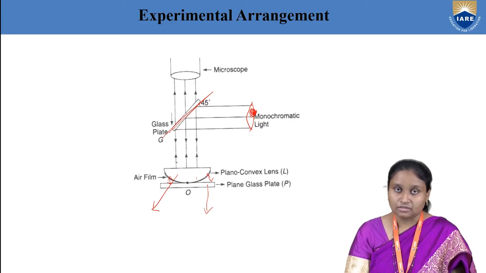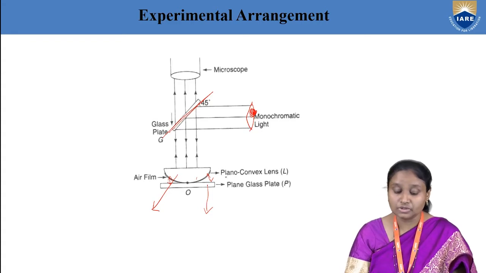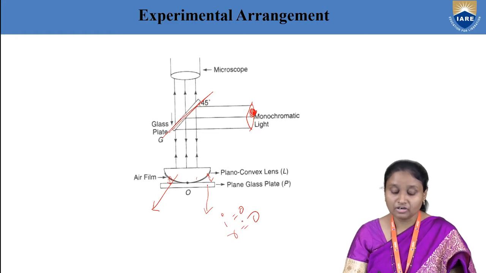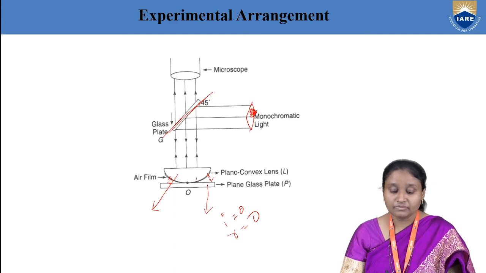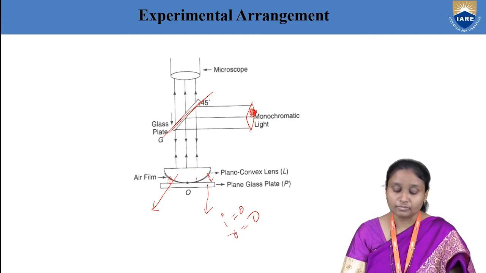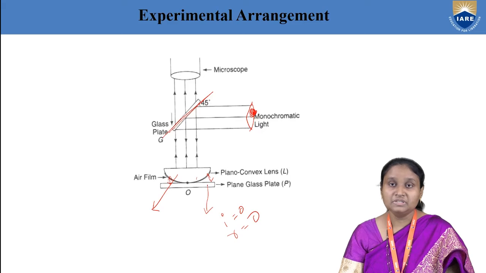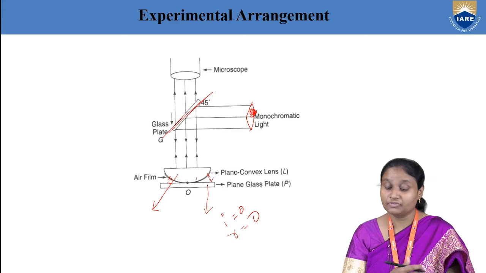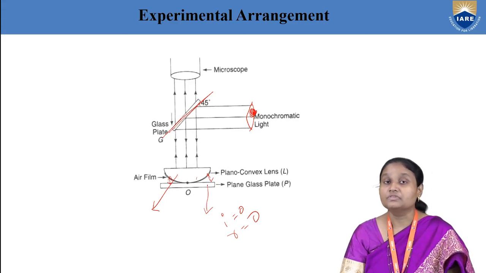Once light falls normally, the angle of incidence i is equal to 0 as well as the angle of reflection r is equal to 0. When our light falls on this air film, we are interested only in reflected light. Here we are going to discuss Newton's rings in reflected light. It means that, as in the last case, the light should get reflected from the top and bottom surfaces of the air film.